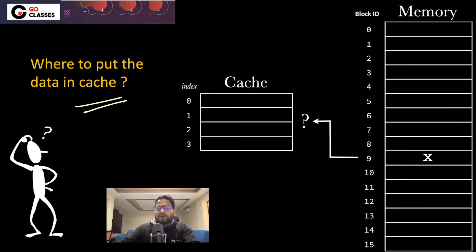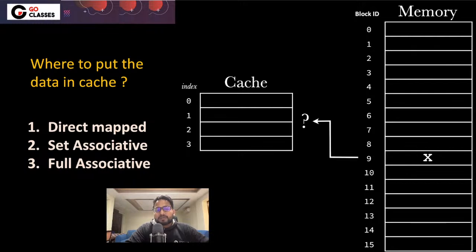So what to do? How to put any block in the line? This is a bigger question. There are 3 ways to do it. One is called direct mapped, another one is called set associative, and another one is called fully associative. There are 3 ways to map one of the block into the line. So is the question clear?